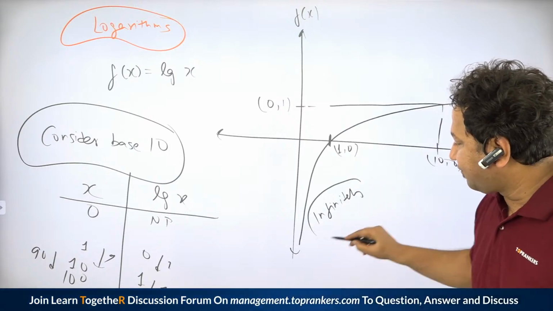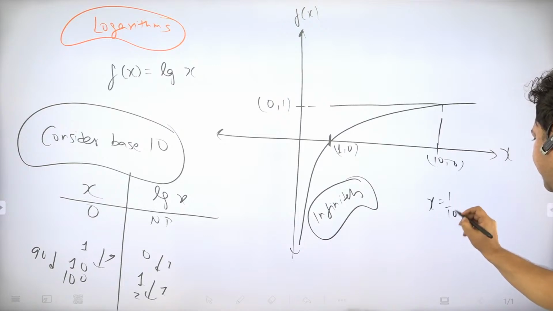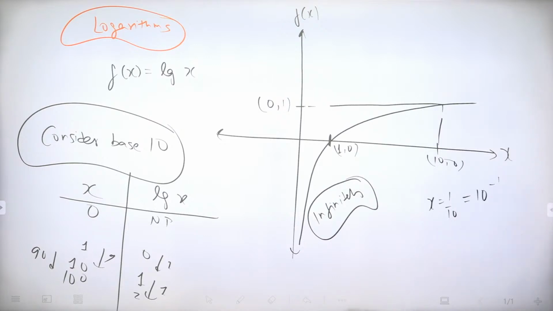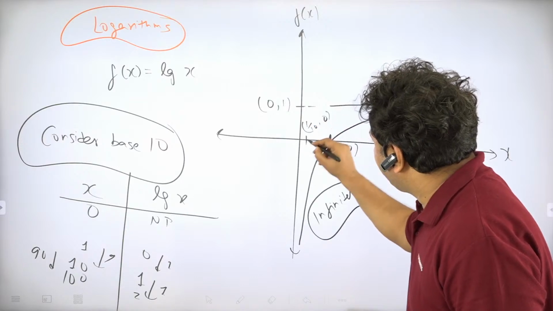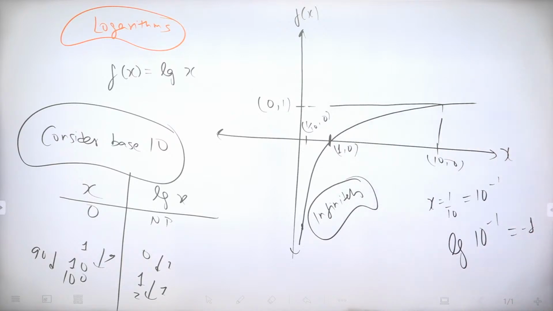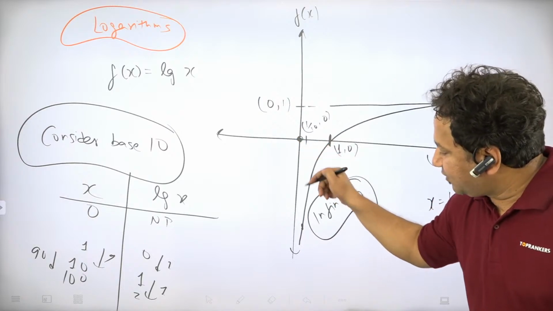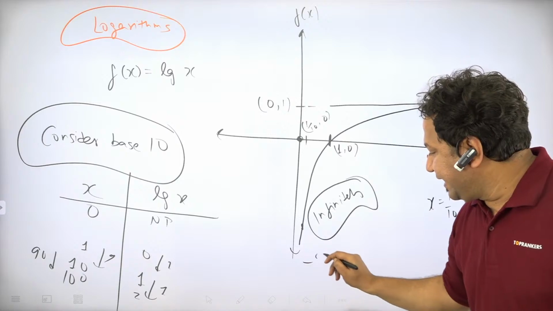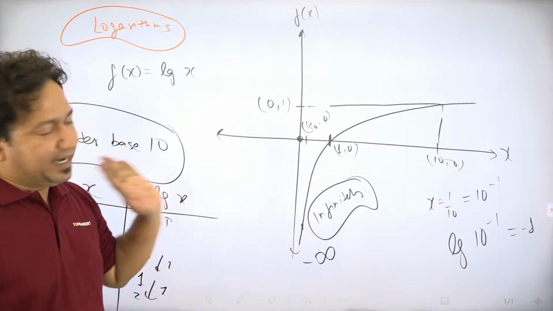Why is it happening? Why is there infinite growth? I'll tell you. If I put x equal to 1 by 10, 1 by 10 is nothing but 10 to the power minus 1. So log of 10 to the power minus 1 is nothing but minus 1. So 1 by 10, which was a fraction, let it be here. At this point, the graph was at minus 1. If I keep on moving towards 0, the graph will keep on moving towards negative infinity. And infinity doesn't exist. That is why the graph will never be able to touch the axis.